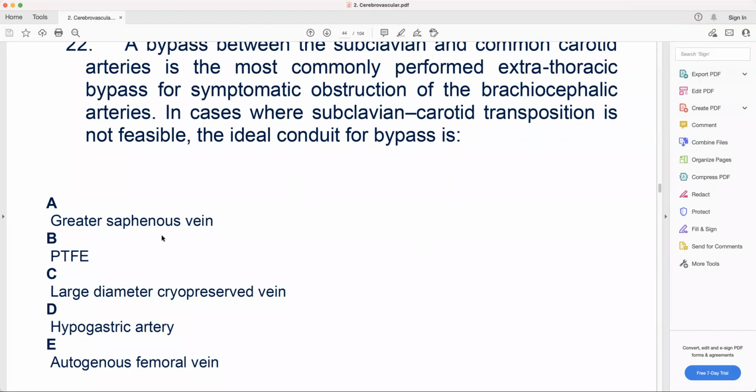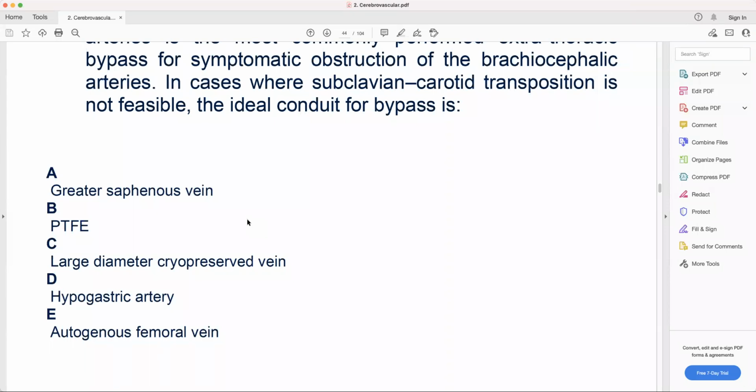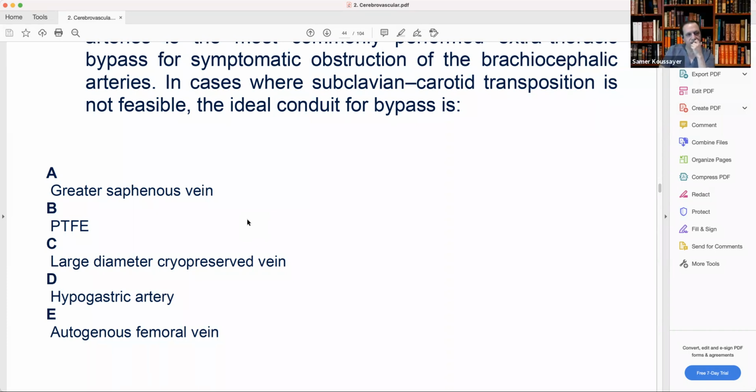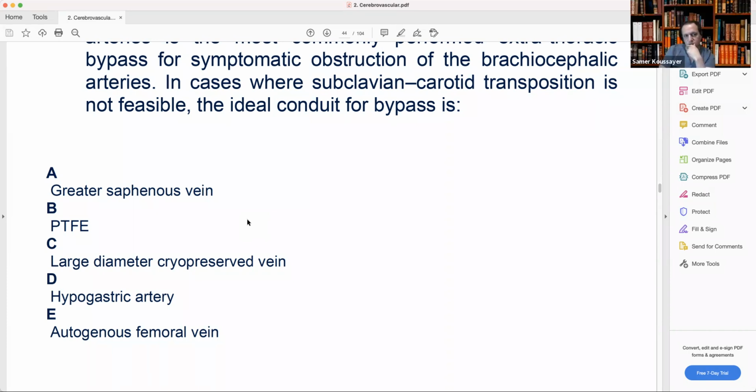So saphenous vein is not a good option. Next: PTFE or large diameter cryopreserved vein. Cryopreserved vein is very bad. We don't even use it for femoropopliteal bypass or anything like that. It should always be your last choice. Cryopreserved vein thromboses.